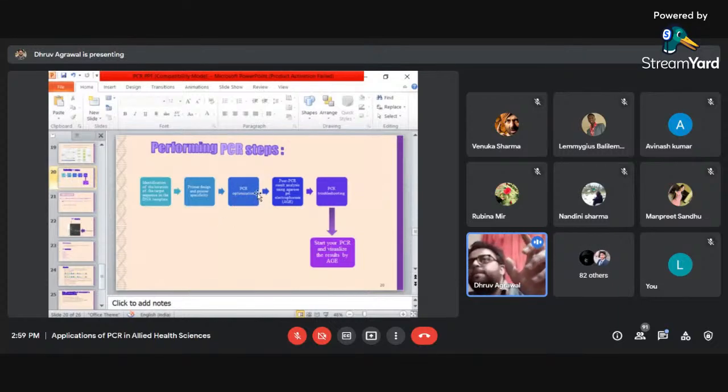Then we have the PCR optimization. That is, what should be the different PCR conditions, temperature, and time for the different steps. That has to be optimized.